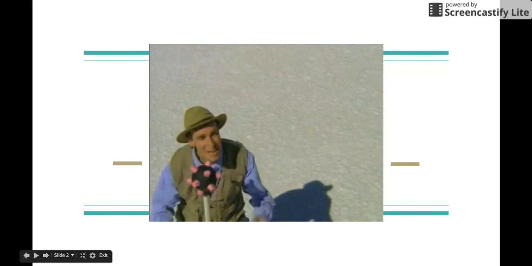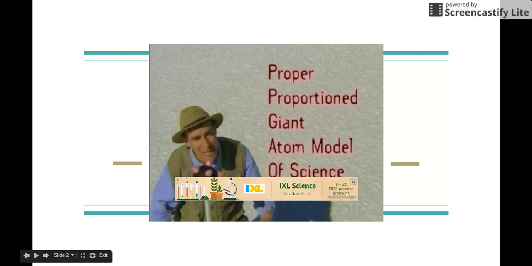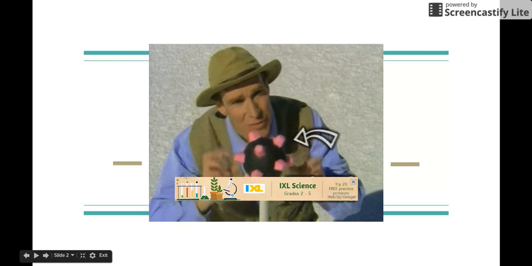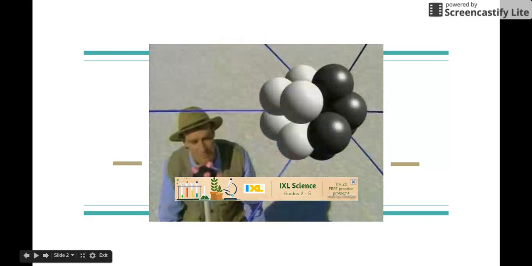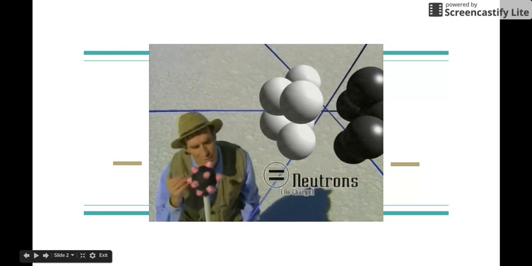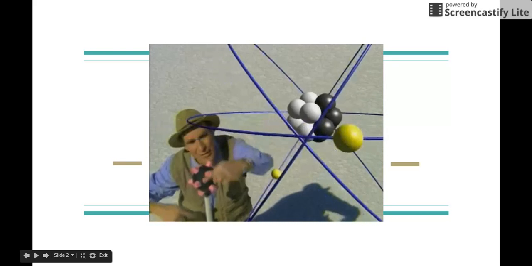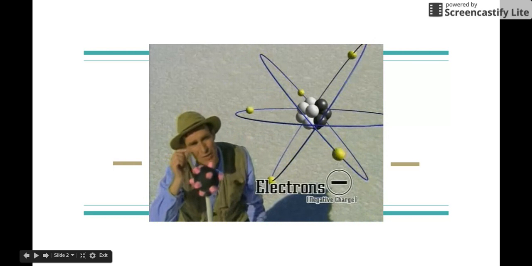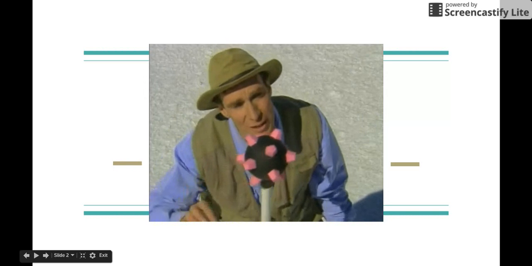Take a look at this. It's our proper proportion giant atom model of science. Now, this part isn't very giant. That's because it's just the nucleus, the middle of an atom. Now, in here are two kinds of particles, protons and neutrons. No one knows what they really look like. The protons have a positive electrical charge, like a spark. And the neutrons have no charge. They're neutral. They just hang out in the nucleus. Now, buzzing around the outside of the nucleus are very small particles called electrons. Maybe you've heard of them. In fact, the flow of electrons from one atom to another is called electricity.